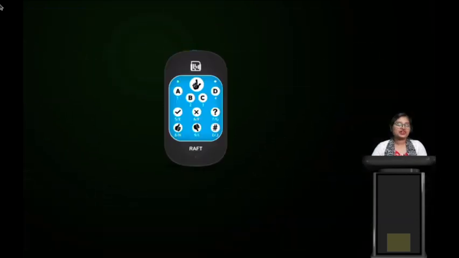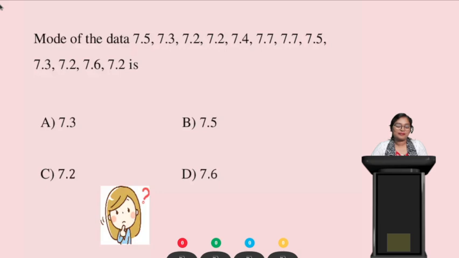So it's question time now. I'll read out the question. Mode of the data 7.5, 7.3, 7.2, as you can see here, is option A 7.3, option B 7.5, option C 7.2, option D 7.6, and the time starts now. So children, what you have to do here? You have to find out the mode of the data. First, remember what is mode. Definition of the mode.